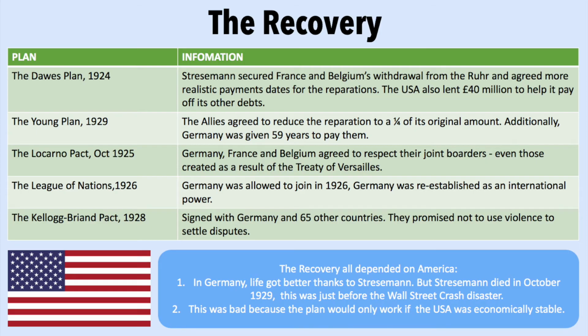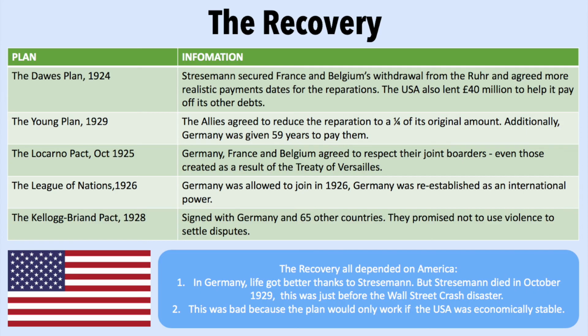The Locarno Pact was signed in October of 1925. Germany, France and Belgium agreed to respect their joint borders, even those created as a result of the Treaty of Versailles. The League of Nations allowed Germany to join in 1926. Germany was re-established as an international power. The Kellogg-Briand Pact was signed by Germany in 1928 alongside 65 other countries. They promised not to use violence to settle disputes.